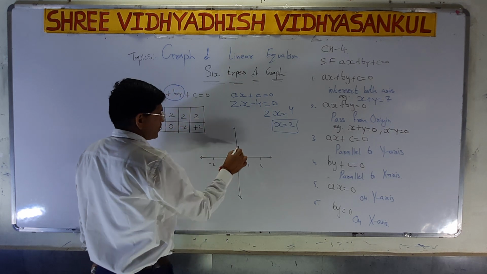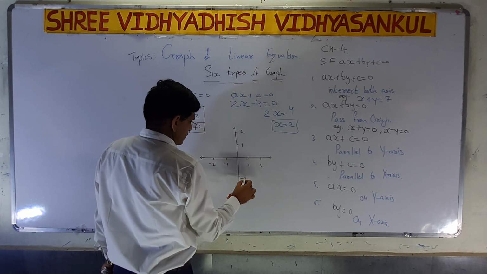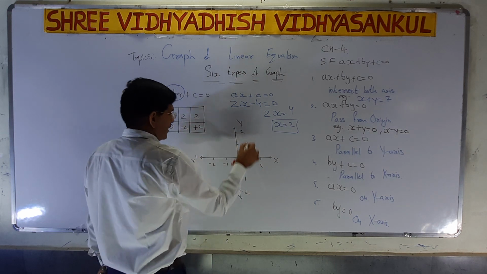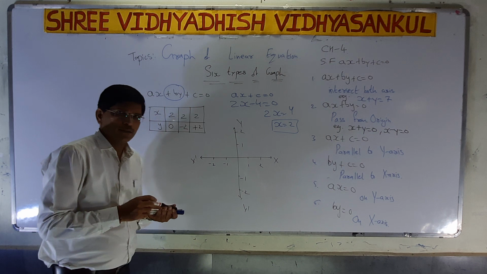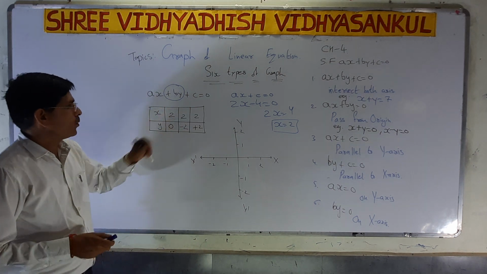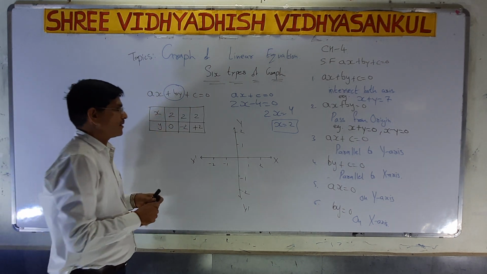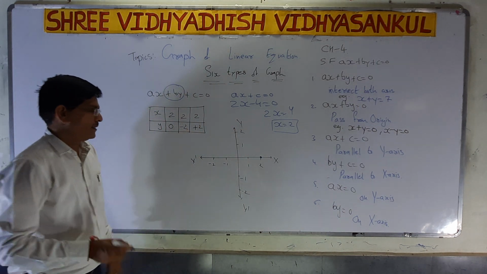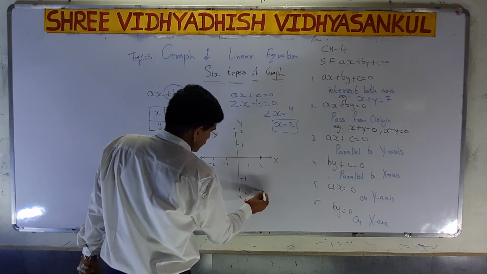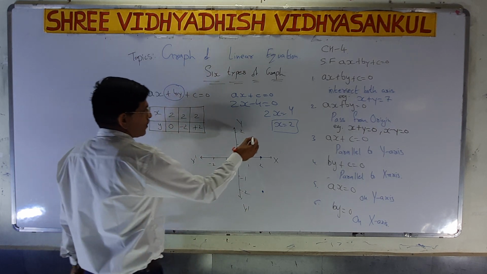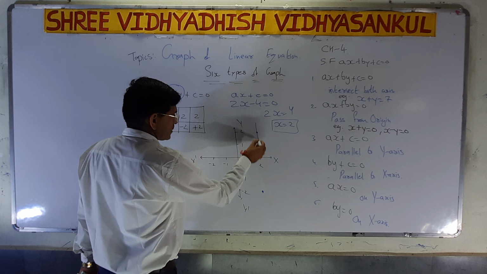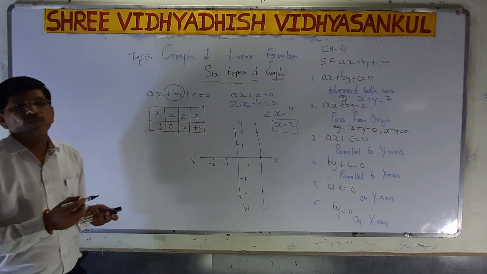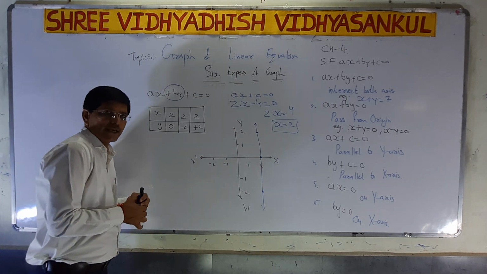Always remember we have to put the values on the x' and y' axes. Now 2 comma 0, the value of x, y is equal to 0, so I have to write 2 comma 0. Then 2 comma minus 2, and 2 comma plus 2. So if you see, the graph is parallel to the y axis.